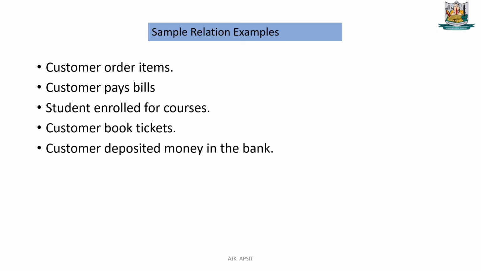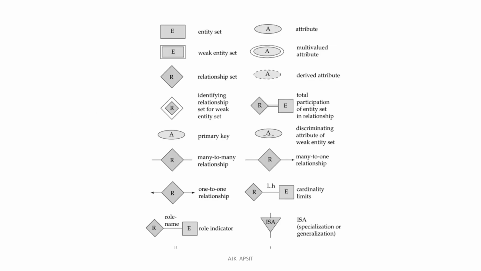So let us revise the notations which we have learned for the ER model. The entity can be represented with the help of the rectangle. Attributes can be represented with the help of the oval. The weak entity set can be represented with the double rectangle. Multi-valued attributes can be represented with a double oval. Rhombus represents the relationship set. The dotted oval represents the derived attribute.